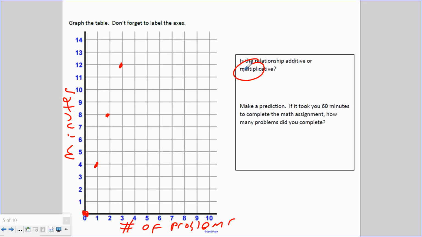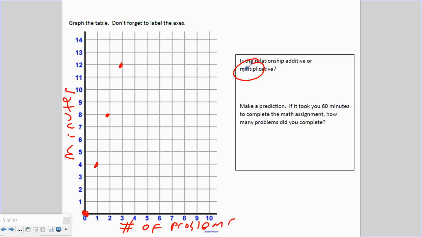So it's multiplicative. Is it continuous or discrete? Do we connect it or not? Well, think about it. Can we do a decimal, like 1.0001 problems? No, that doesn't even make sense. A fraction or decimal of a problem? No. So it is discrete. Discrete is just one singular thing, one event.